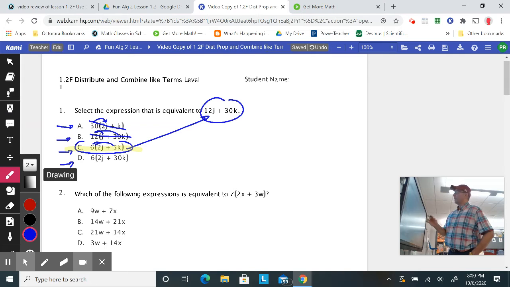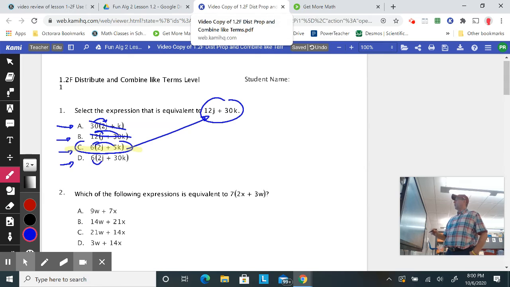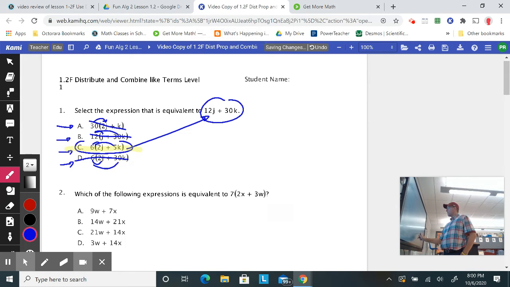I would always check to make sure all of them don't work or all of them do work. Check D, in other words. 6 times 2 is 12j. 6 times 30k is 180k. Yeah, no way. So it's C for sure.